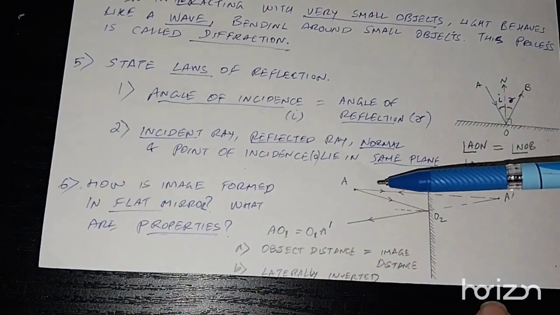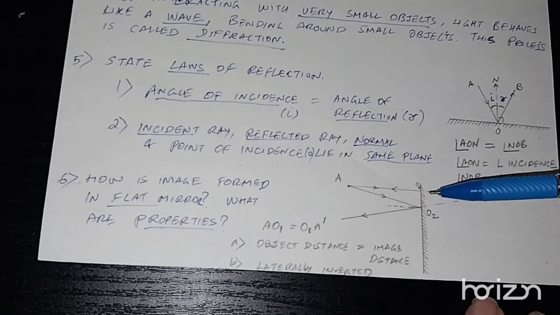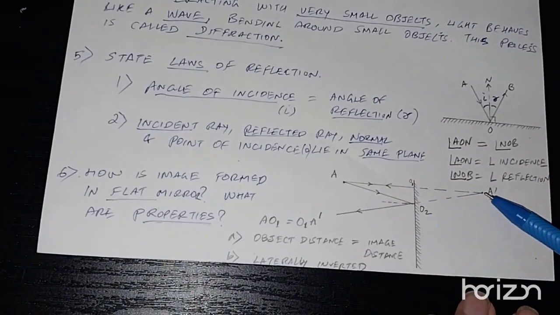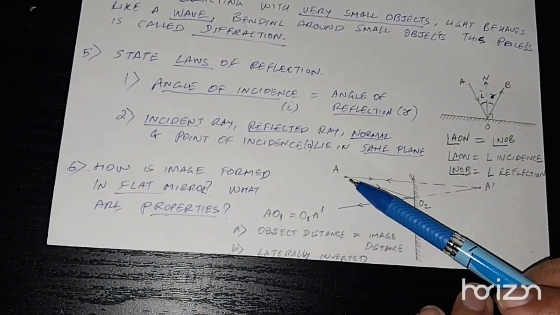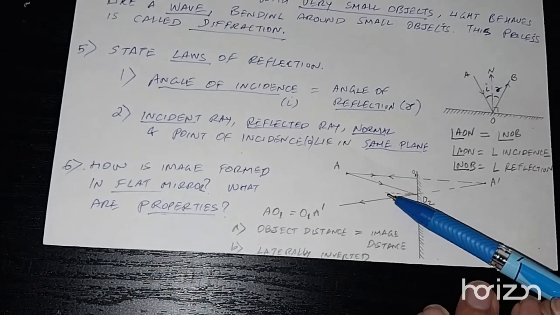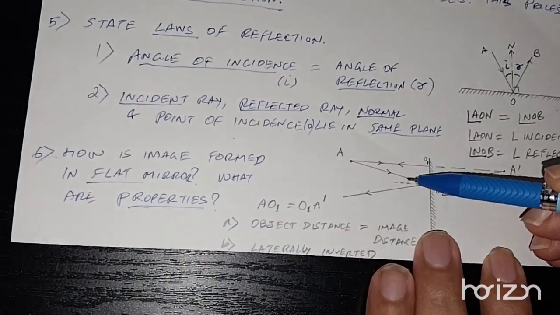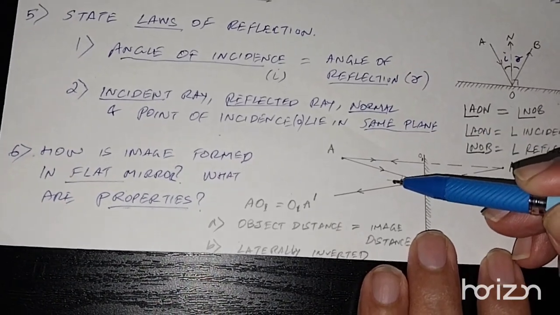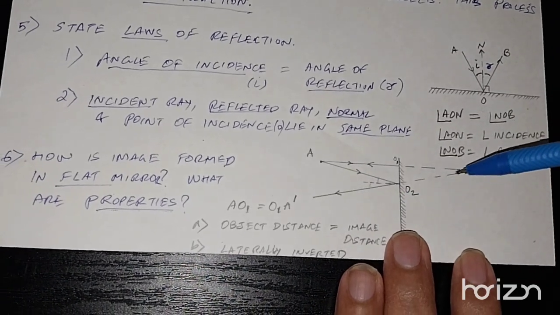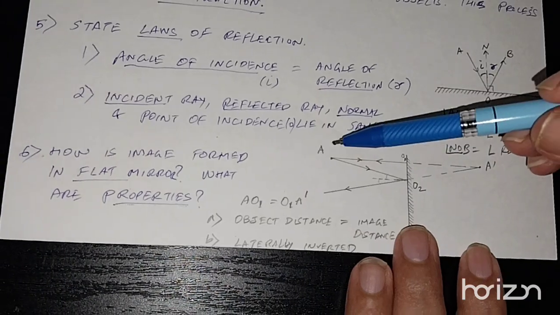So in a flat mirror, any ray which falls exactly perpendicular to the surface will get reflected back as is, and it appears to be coming from some point. Okay, and any ray which hits the surface at an oblique angle to the normal will get reflected so that the angle of incidence, which is this part, is equal to the angle of reflection, which is this angle, right? So if you trace back this ray, it appears to be coming from the same point. So this point is nothing but the image of point A.